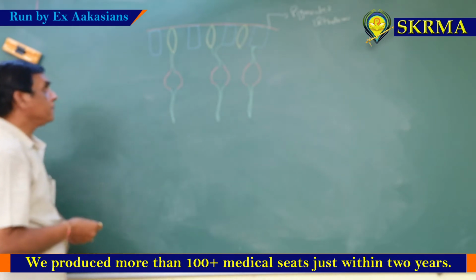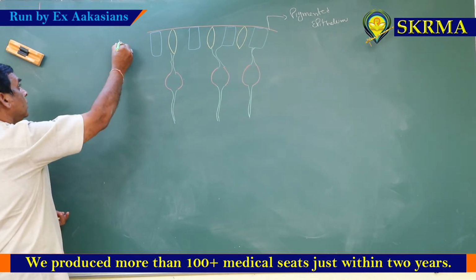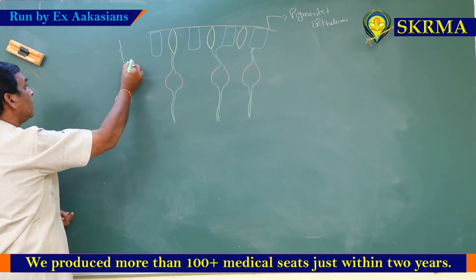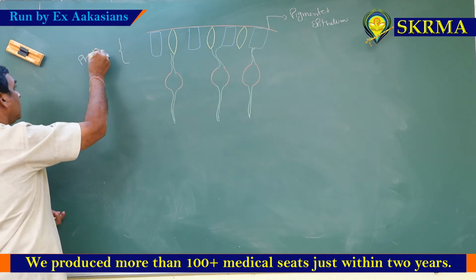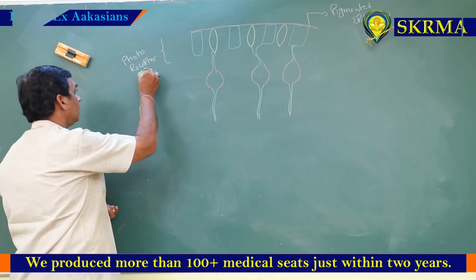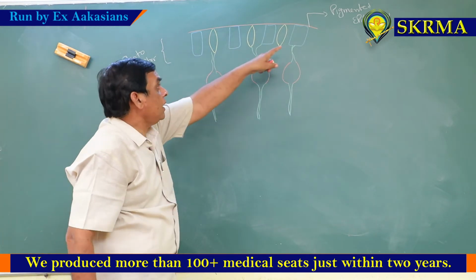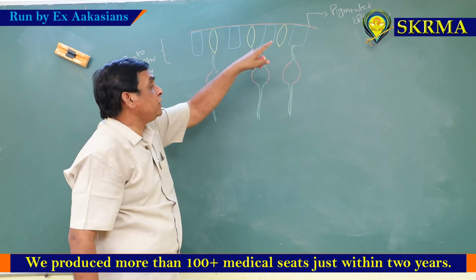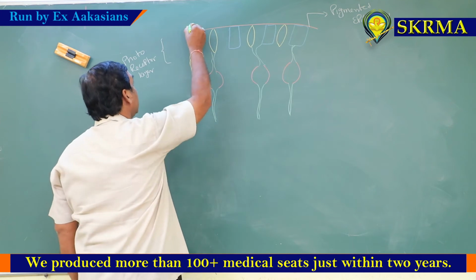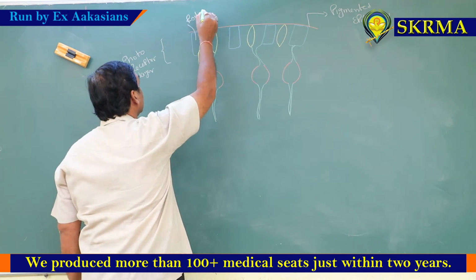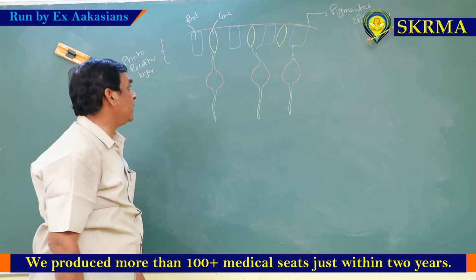Now you see here, for our understanding purpose I have drawn it like this, rod shaped and cone shaped. So this is the rod, this is the cone. Rods and cones are present.